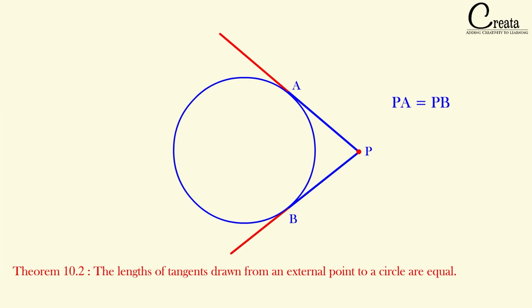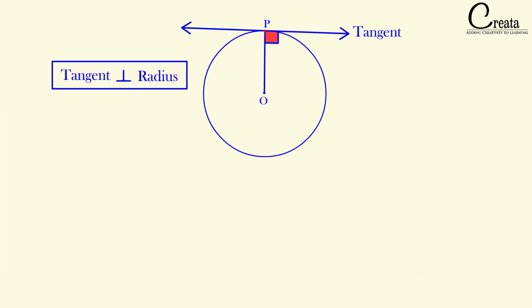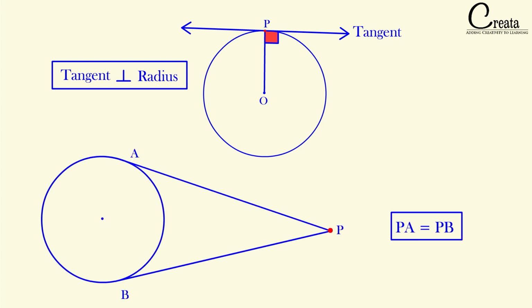Again, I'm not going into the proof of the theorem. Just this is the concept. So we got two concepts. In the first concept, we have seen that tangent and radius are perpendicular to each other. In the second concept, we have seen the tangents from an external point will be equal to each other. And we can have two tangents from the external point and these two tangents will be equal to each other.